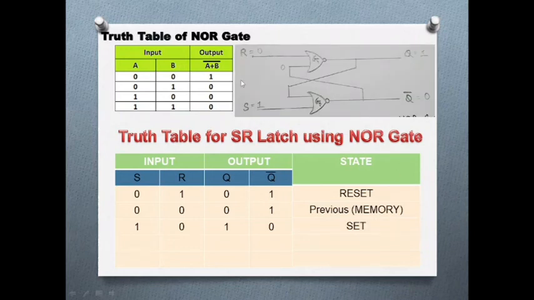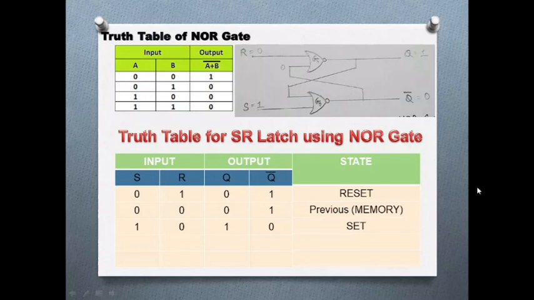Now for case 2, when S is equal to 1 and R is equal to 0, as one of the inputs of gate G2 is 1, Q bar will be 0. This output, that is Q bar equal to 0, will be given as feedback to the input of gate G1. Now both inputs of gate G1 are 0. From the truth table we get the output as Q is equal to 1. Thus when S is equal to 1 and R is equal to 0, we get our output as Q equal to 1 and Q bar equal to 0. This is called the set state.